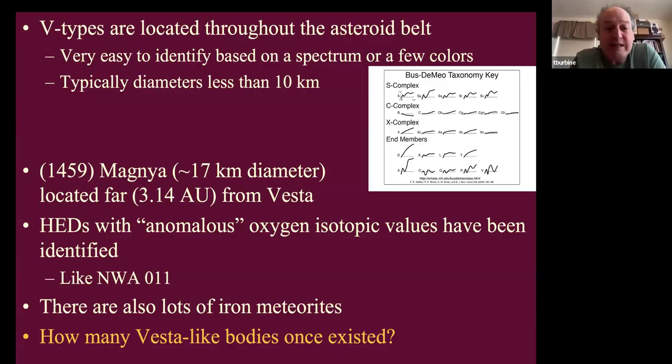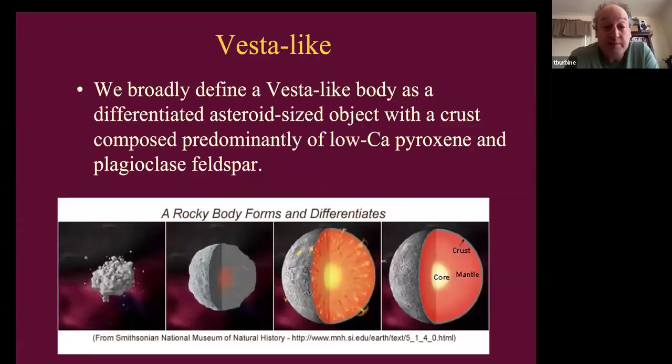So I wrote this paper on how many once existed. Could I actually make an estimate? Because I thought that was going to be interesting. And Vesta-like, you have to define it. We broadly define a Vesta-like body as a differentiated asteroid-sized object with a crust composed predominantly of low calcium pyroxene and plagioclase feldspar. That's basalt. So the body forms, it's hot enough, the heavy things sink, and the lighter stuff goes to the crust.